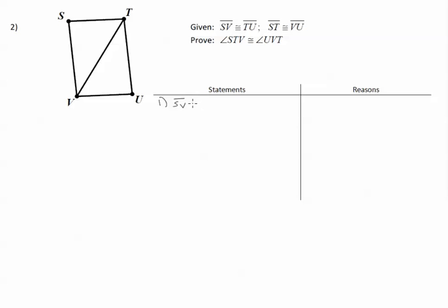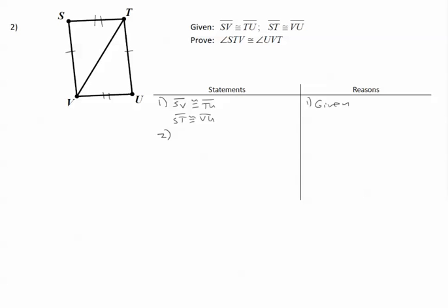May as well just knock it out early. Segment SV is congruent to segment TU. Segment ST is congruent to segment VU. We know that because it's given to us. Now let's mark our figure. SV is congruent to TU. ST is congruent to VU. We'll be ready for step 2.